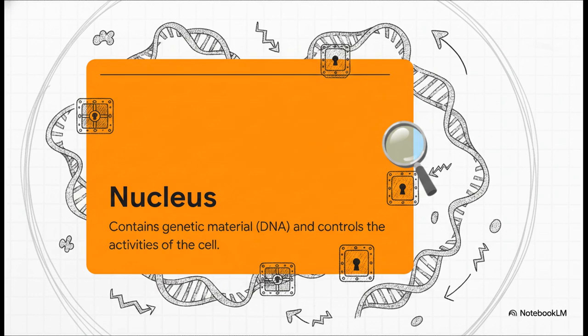First up, the nucleus. You can kind of think of this as the cell's highly secure vault. It's this large structure wrapped in its own membrane, and its absolute main job is to hold all your genetic material, your DNA. This genetic code is the boss. It actually controls the activities of the cell, dictating exactly what proteins need to be built and when.